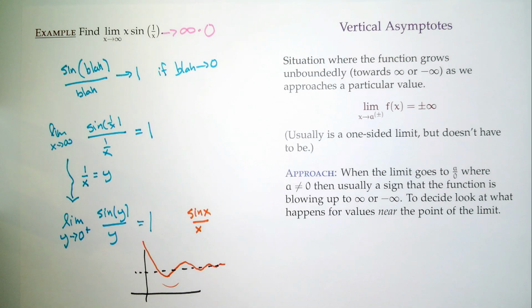Oh, I mean, can you cross a vertical asymptote? No. All right, so what is a vertical asymptote? Well, a vertical asymptote is when our output blows up.